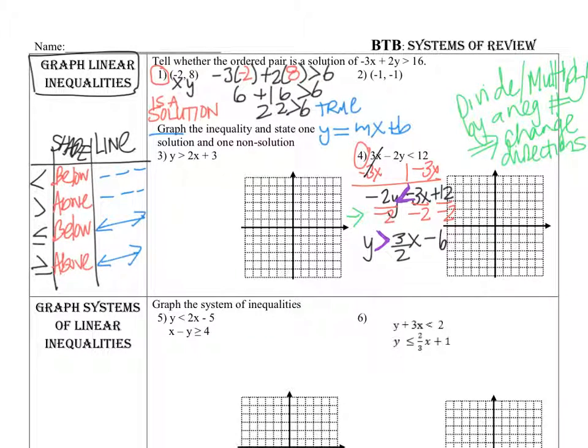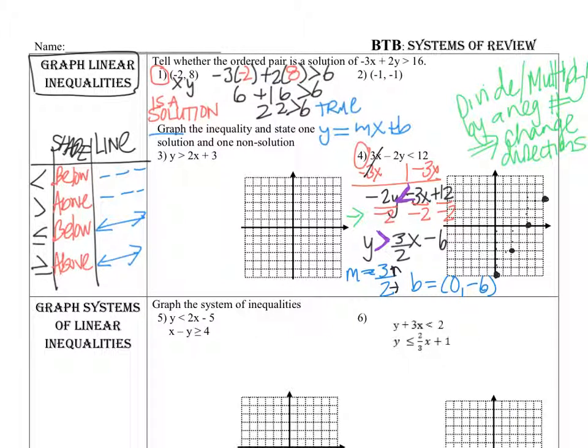So now I'm actually ready to graph. I see that my slope is 3 over 2, and I see that my y-intercept is 0, negative 6. So let's see, I'm going to begin at negative 1, negative 2, negative 3, negative 4, negative 5, negative 6. So there's 0, negative 6. And then I'm going to rise 3 and run 2. 1, 2, 3 up, 2 over, plot a point. Again, 3 up, 2 over, plot a point. And again, 3 up, 2 over, plot a point.